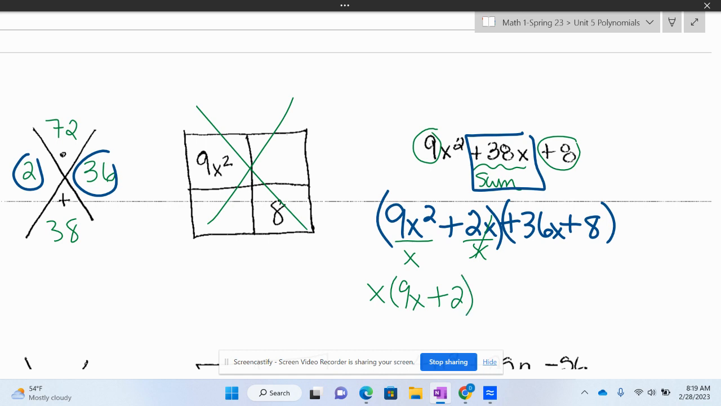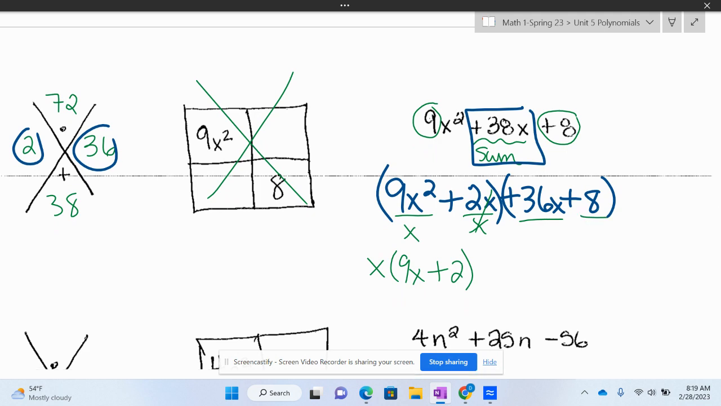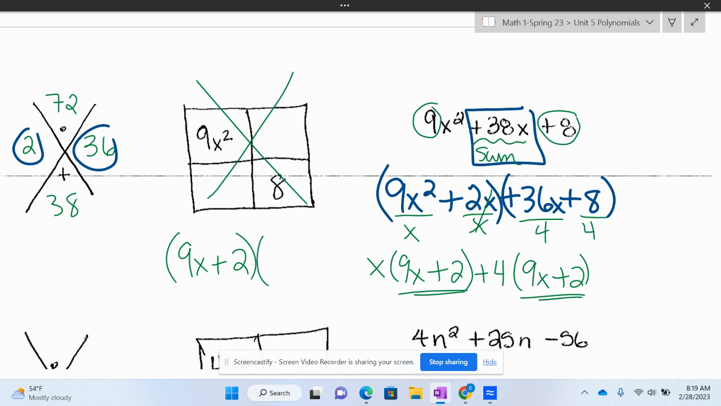So what can I take out of the next grouping? A 4. And it's a positive 4, so I'm going to write plus 4. And when I take out that plus 4, let's see, 36 divided by 4 is 9x, 8 divided by 4 is plus 2. So do I have my repeated term? Yeah, and it's exactly the same. I have to have that. So 9x plus 2 times what's left over? X plus 4.